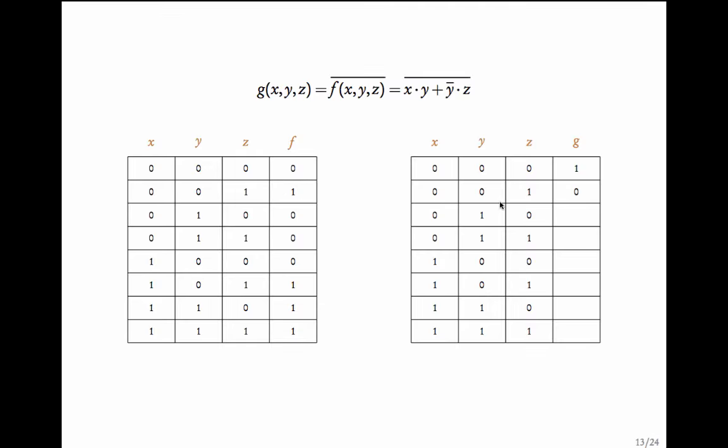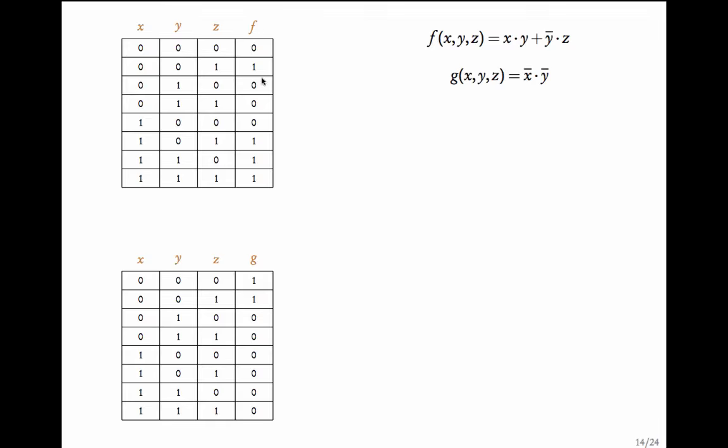0 here, put it to be 1. 0 here, put it to be 1. 0 here, put it to be 1. Now these three are 1, so here you will get 0, 0, 0. So given the truth table of f, you can compute the truth table of f bar by just swapping the values in this column. So this is a simple concept.